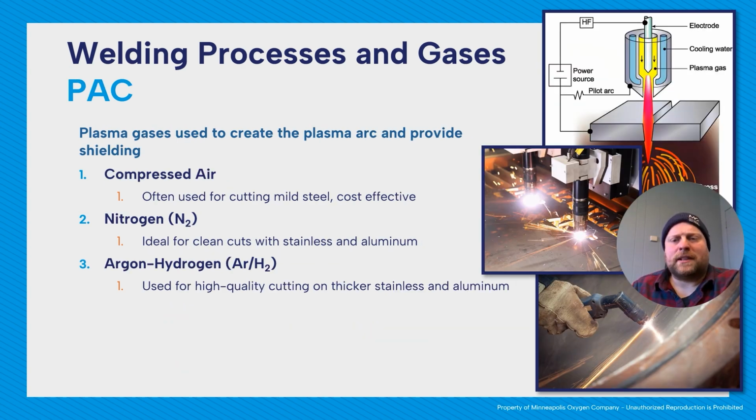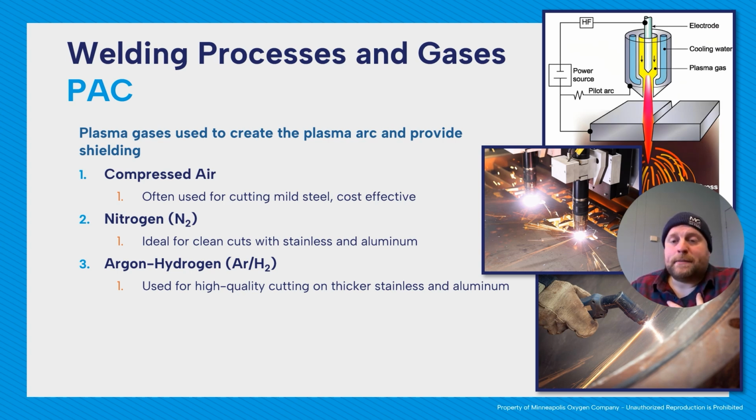Last one, I believe, for our processes and gases is PAC, or plasma arc cutting. So this is where we use gases to create a plasma arc and provide shielding. Plasma, for a quick refresher, is the 4th state of matter. So the other 3 are solids, liquids, and gases. Plasma has characteristics of each of those 3, but it's not any of those 3. So it kind of has little pieces of all of them.